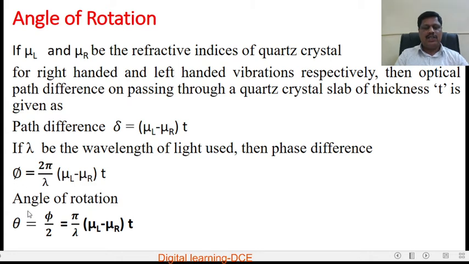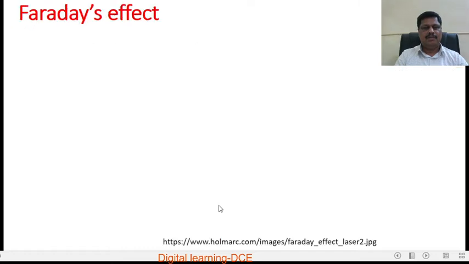The angle of rotation of the resultant is given by theta is equal to phi by 2, that is equal to pi by lambda into mu L minus mu R into T, because the 2 and 2 get cancelled. So 2 pi by lambda becomes pi by lambda into mu L minus mu R into T.